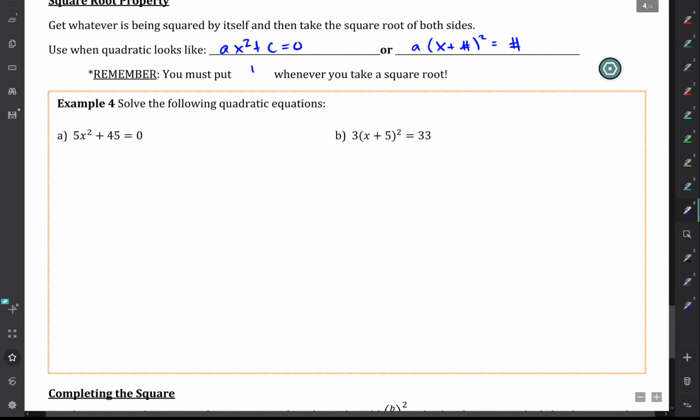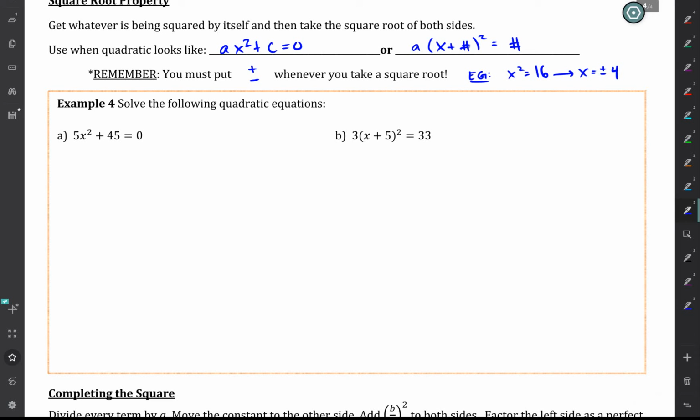When you do that, you need to remember to put plus or minus whenever you're taking the square root. So for instance, if you had something like x squared equals 16, then when you take the square root of both sides, you get that x is equal to plus or minus the square root of 16, which is 4. Okay. So for our first example, we have 5x squared plus 45 equals 0.